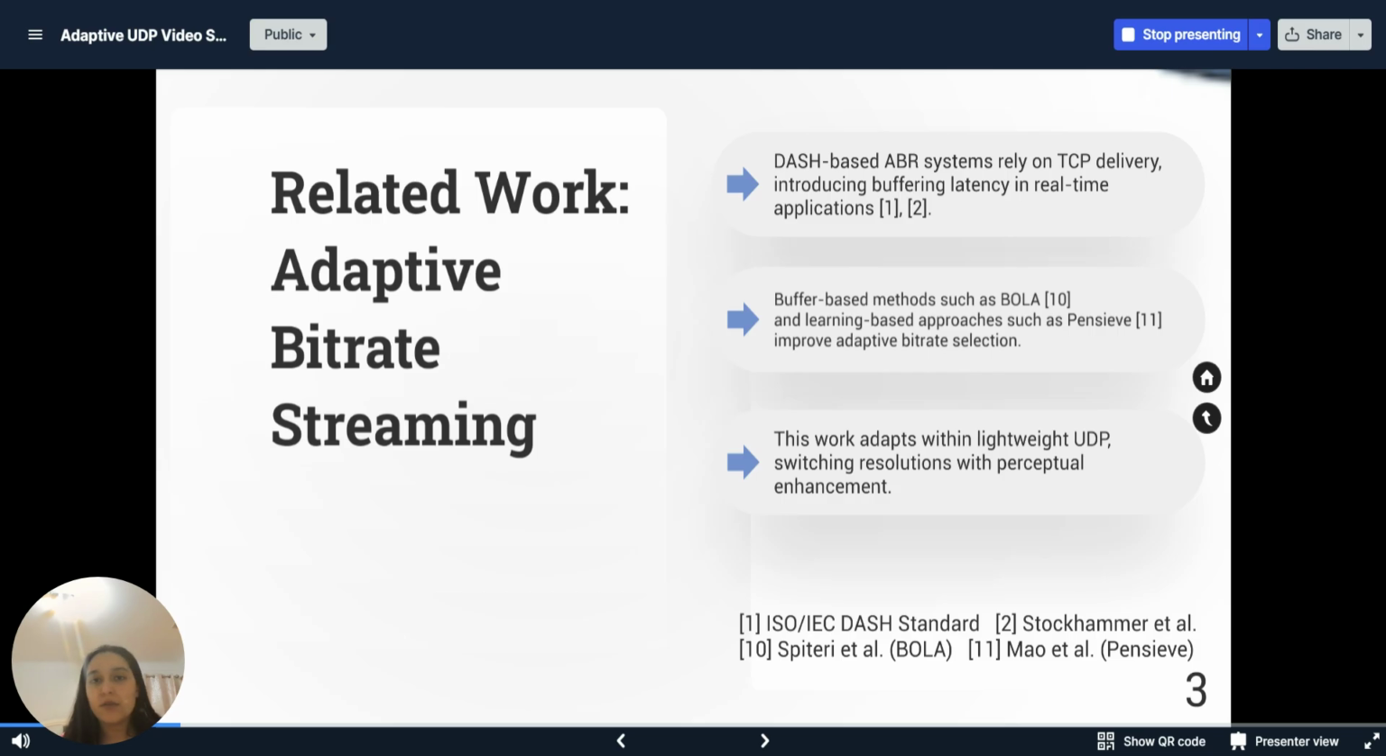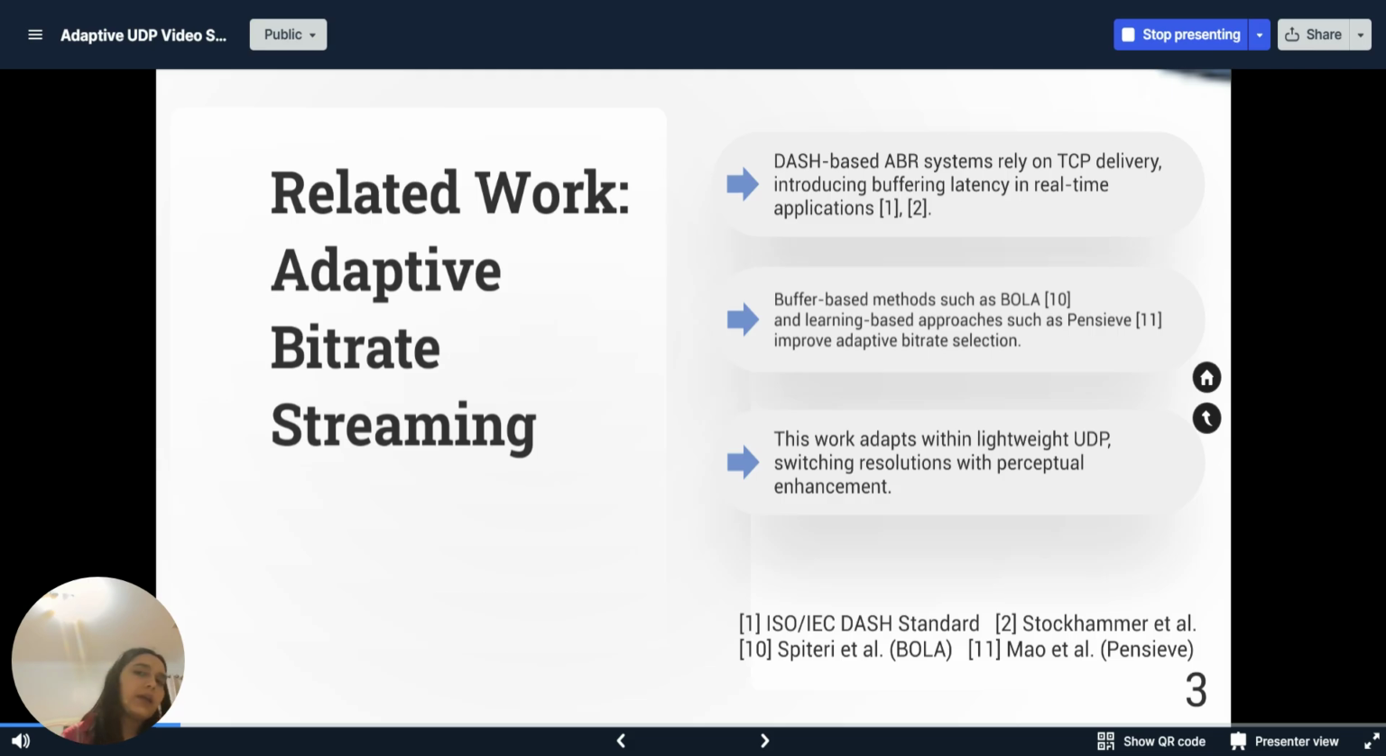We added a small buffer so we can keep on displaying frames even if we don't have as many coming just because of latency. So we're including that, and we're adapting a lightweight UDP to overcome the TCP challenges with it being reliable, etc. And we're switching resolution, and then we're also using perceptual enhancement.